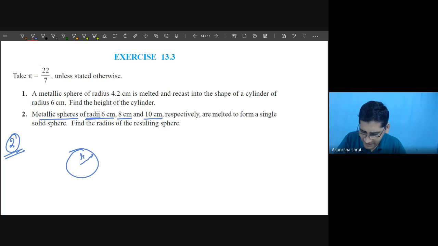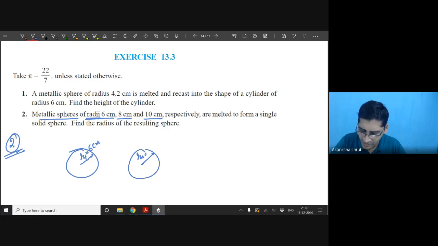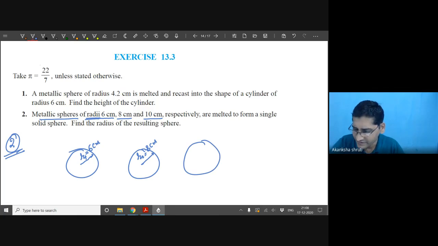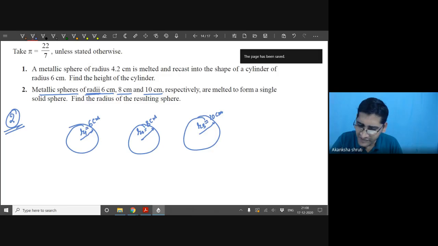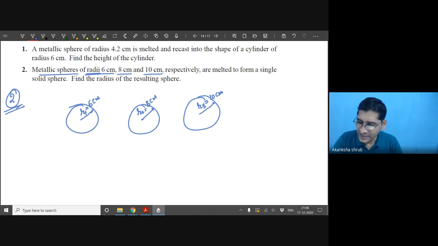So you may write this as R1 is equal to 6 centimeter. Another as the R2 is equal to 8 centimeter. Another as the R3 as the 10 centimeter. It is like this one. These are the 3 spheres which are given. They are melted to form a single sphere. Means all these three are melted to give a single sphere.